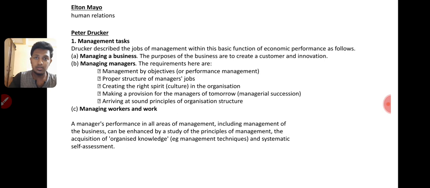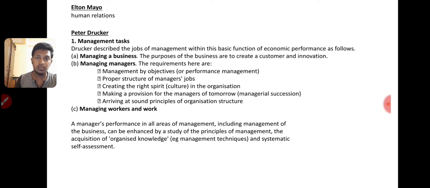Sometimes the motivation is not there, and I may include the motivation. Drucker discusses the jobs. So Drucker is saying that Drucker divides the management process in two. The first one is the management task and the second one is the management process.